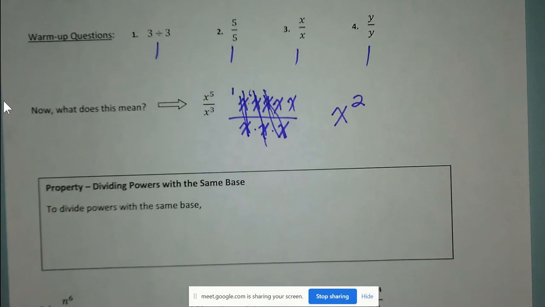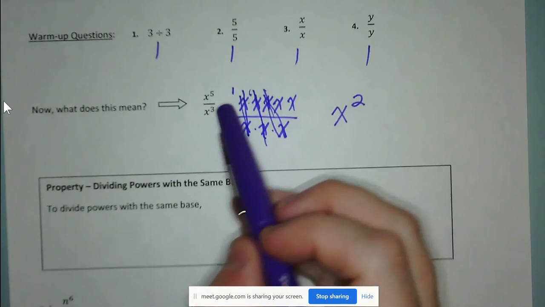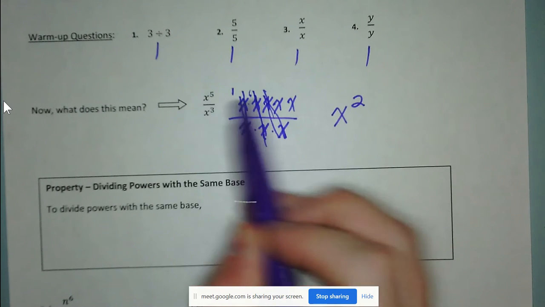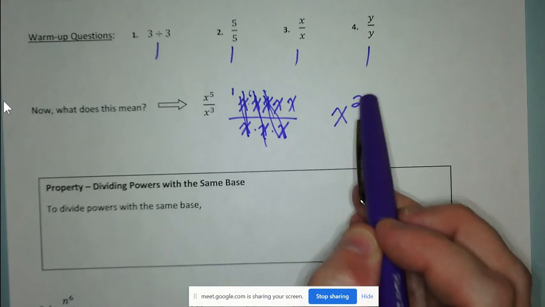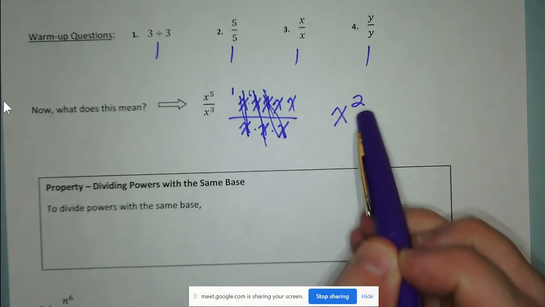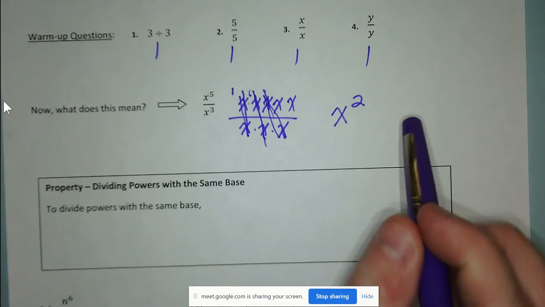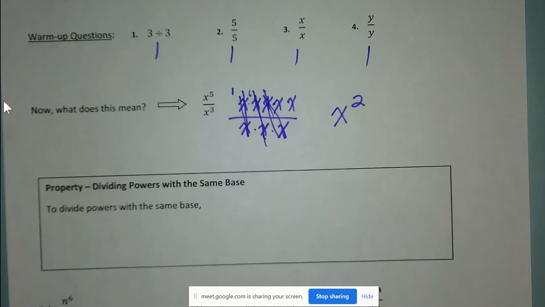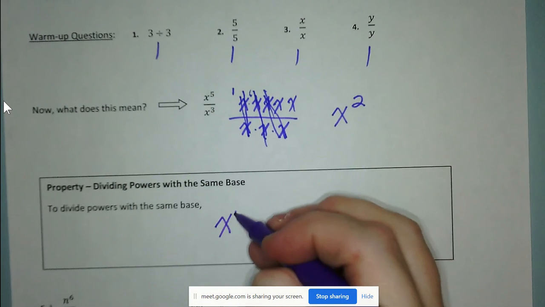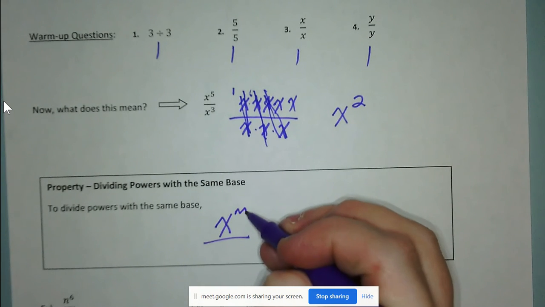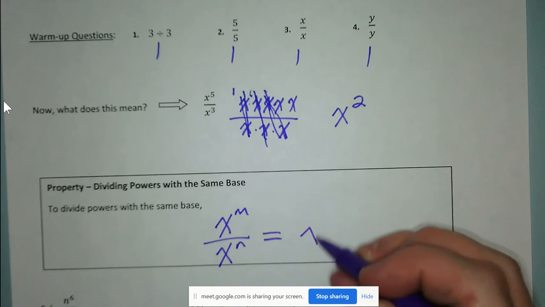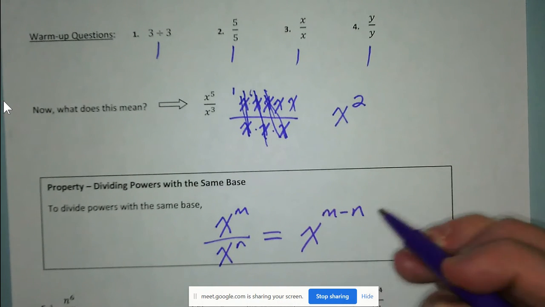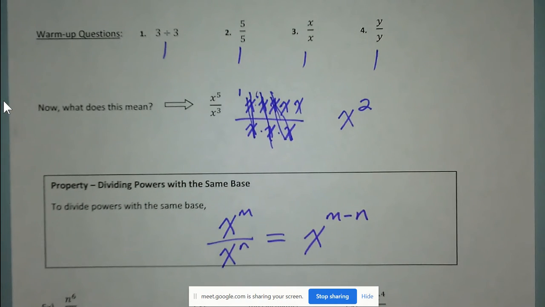Okay? Aaron, do you smell a shortcut here from this different situation with powers? Do you kind of smell a shortcut? 5 minus 3. Minus! So there we go. X to the m power, x to the whatever power over x to the whatever power, you can just subtract the powers.